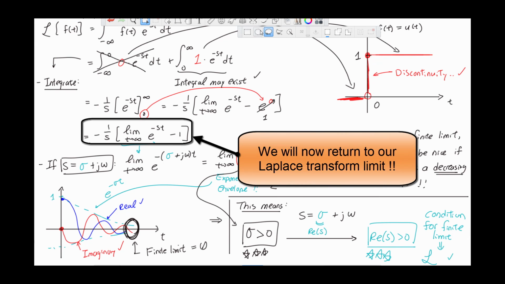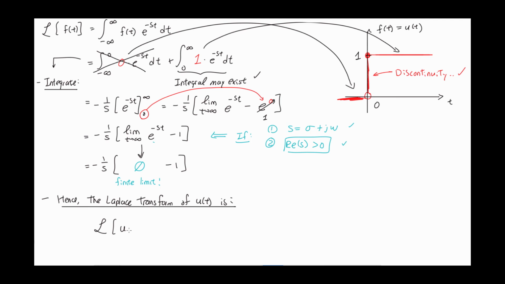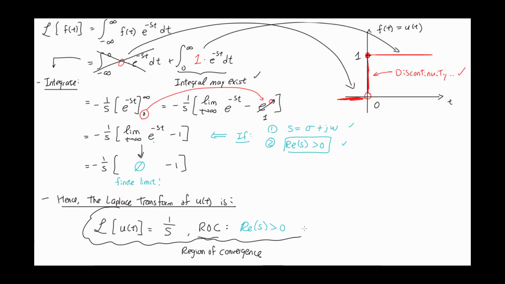So what we're going to do is we're going to cookie cut this guy out again and clean this page up. There you go. So we're now concerned with this limit. So this limit exists if the following happens. If s equals sigma plus j omega, and if the real part of s was positive, then this limit is actually 0. Cool. And then we have a vestige term minus 1. So hence the Laplace transform for the step function u of t is just 1 over s, with the region of convergence, or ROC, of real part of s greater than 0. Awesome.